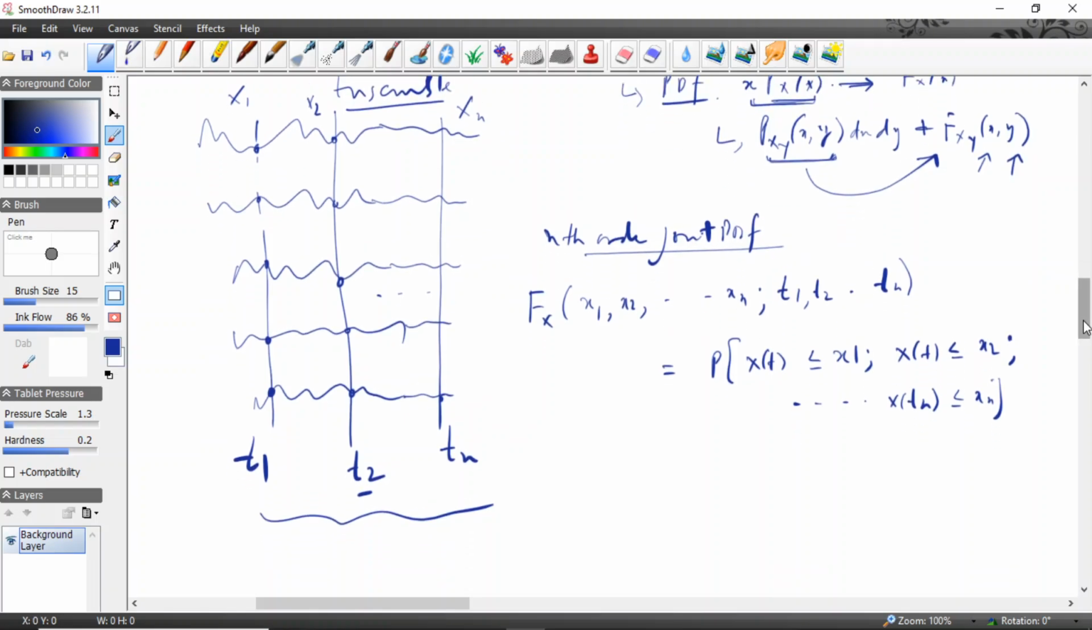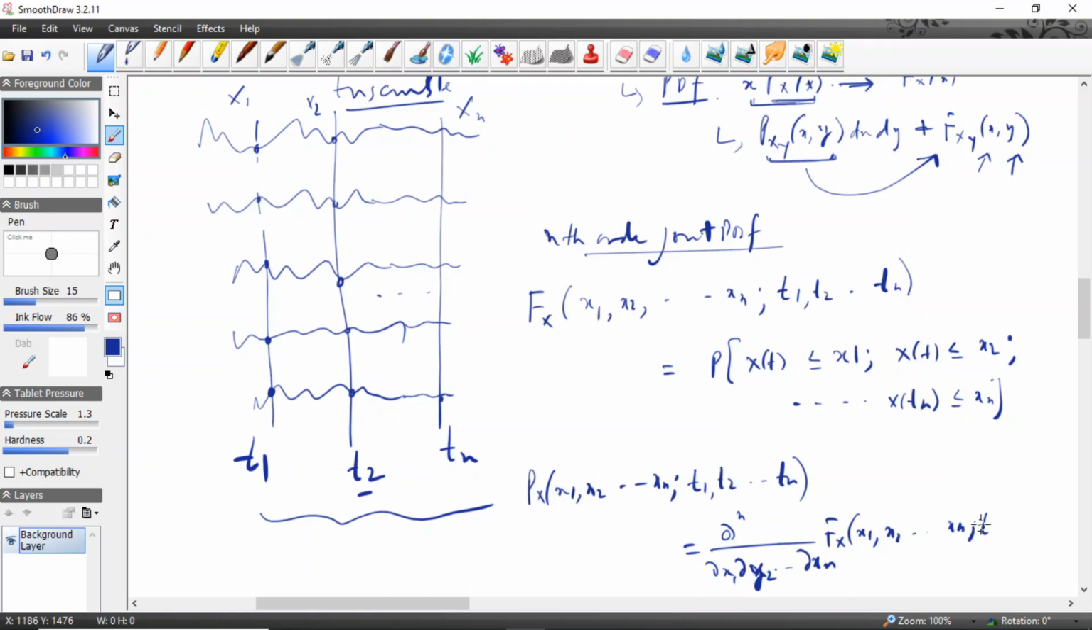And if you find the joint PDF of n random variables, you will have px of x1, x2 up to xn at t1, t2 up to tn. That will be the partial derivative, d^n upon dx1, dx2 up to dxn, of the CDF Fx of x1, x2 up to xn, t1, t2 up to tn.